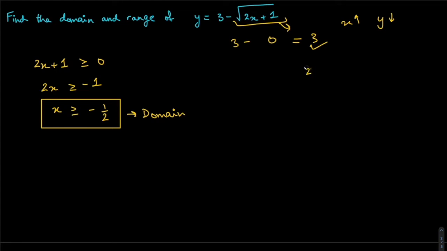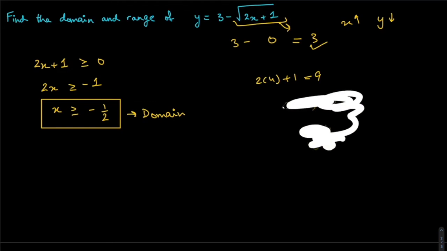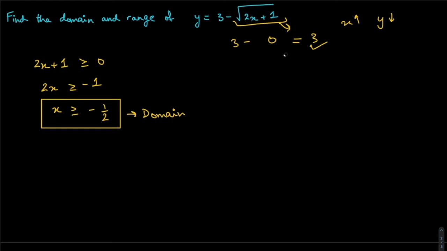Suppose I take x equal to 4. When x is equal to 4, we have 2 times 4 plus 1, which is 9. So 3 minus the square root of 9, which is 3 minus 3, is 0. So for x equal to 4, y is equal to 0. You can see as x increases, y is decreasing because there's a negative sign there. So the greatest possible value that we can have is y equal to 3, when the entire square root is equal to 0. Based on that observation, this is completely observation. There is no mechanical work here.